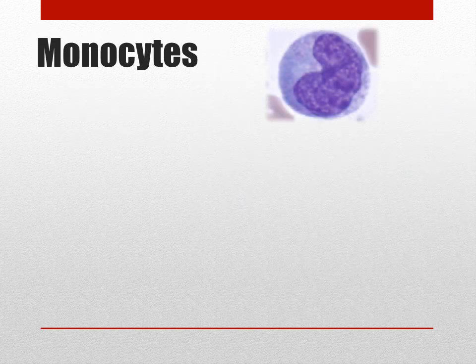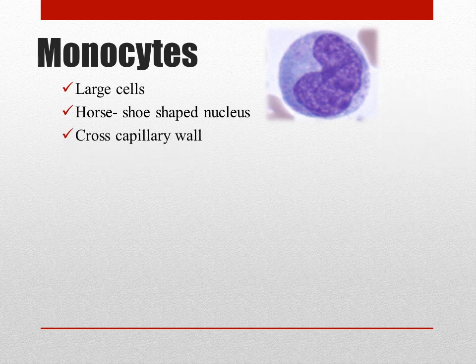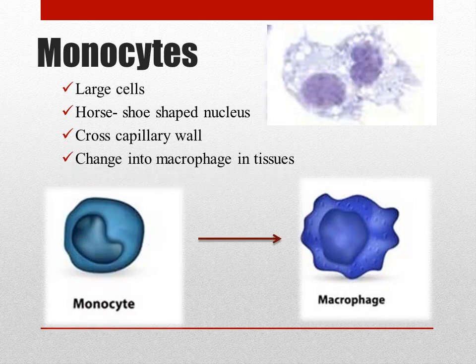Monocytes are the largest type of leukocytes. They are large cells, and a monocyte is characterized by having a horseshoe-shaped nucleus. They can cross the capillary wall as in granulocytes, and when they enter your tissues, in order to defend them against microbes, they change into macrophages. They become macrophages inside your tissues.